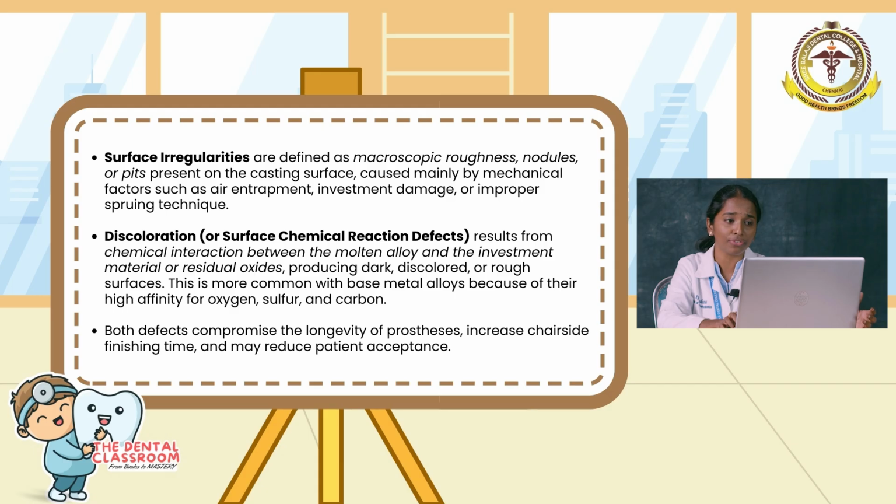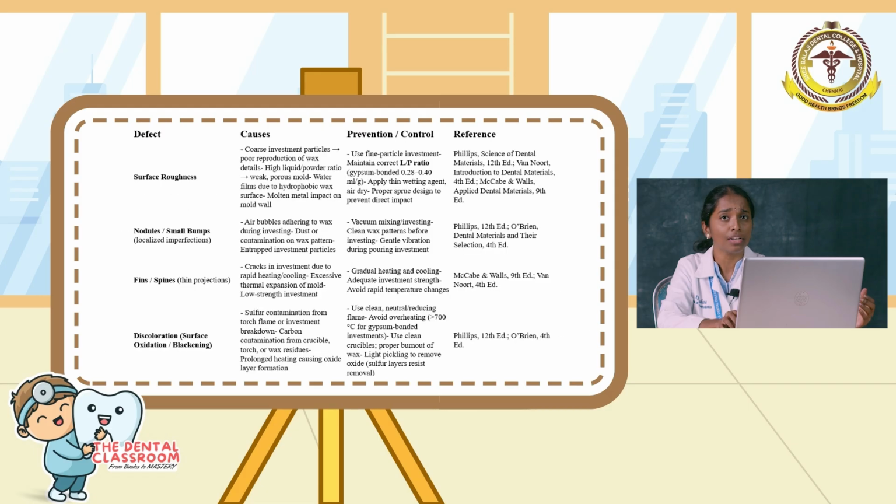Discoloration, which is also referred to as surface chemical reaction defects, results from chemical interaction between the molten alloys and the investment material or the residual oxides, producing dark, discolored or rough surfaces. This is more common with base metal alloys because of their high affinity for oxygen, sulfur and carbon. Both defects compromise the longevity of the prostheses, increase the chairside finishing time and may reduce patient acceptance. Now we will see in detail the causes for these defects and how we can prevent them.